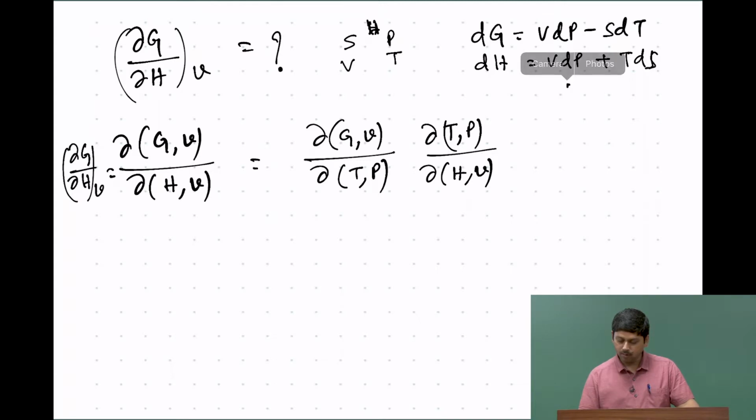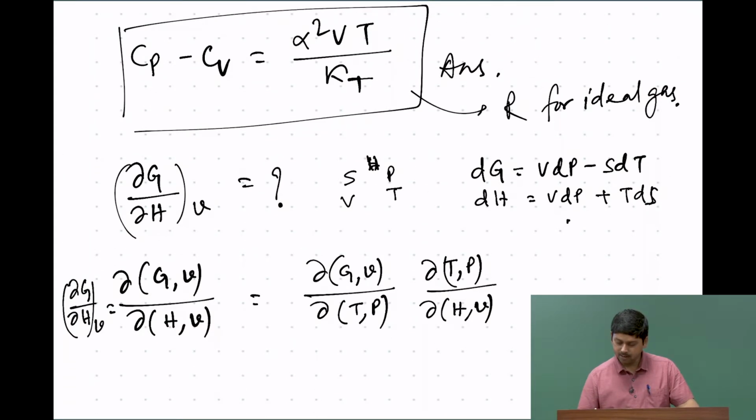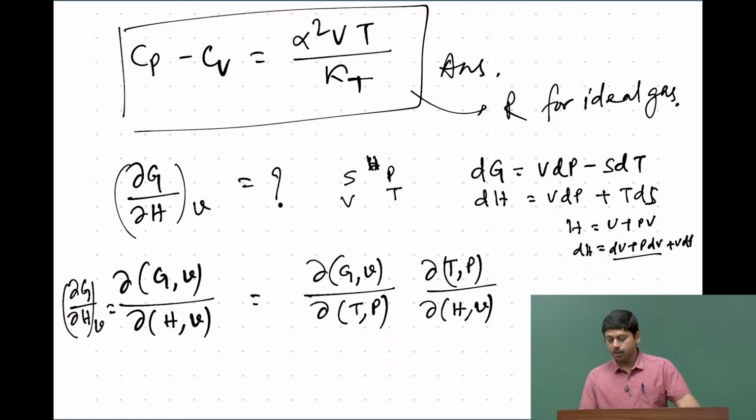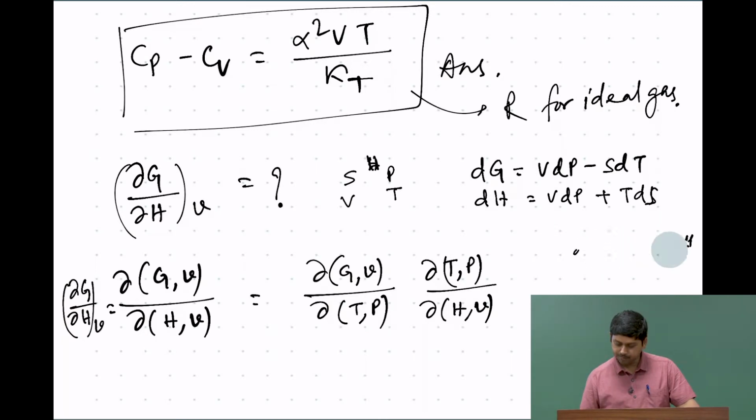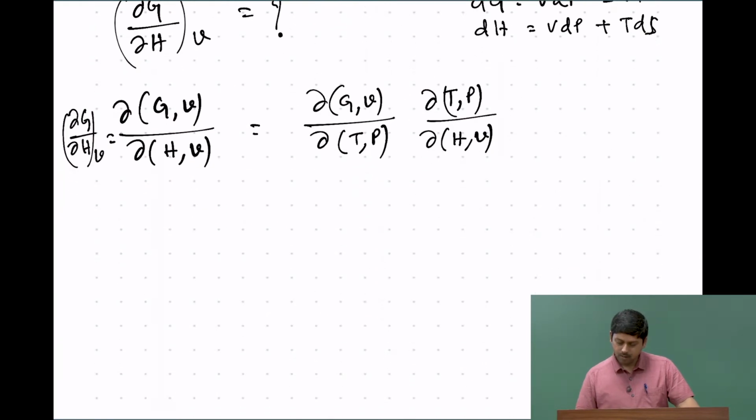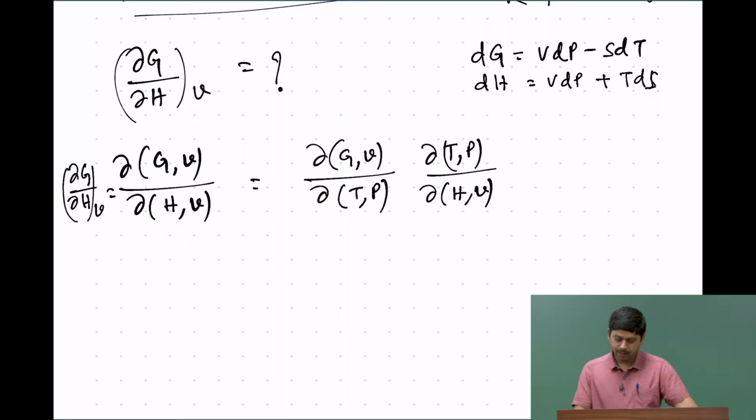Also, you can remember that H is nothing but U plus PV, and therefore, dH is dU plus PdV plus VdP, and dU is dQ plus dW. So, TdS minus PdV. So, TdS plus VdP. So, that is perfectly all right. So, these are the things that we will need in order to calculate that.